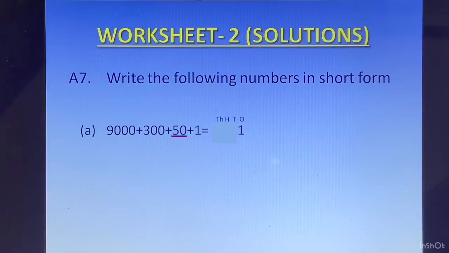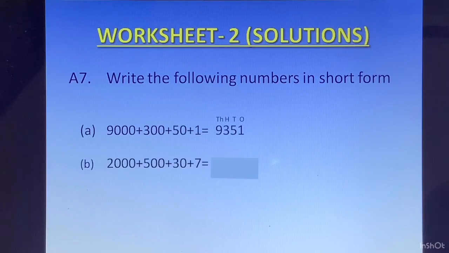Then we have 50, which means 5 tens. Under tens we will put 5. Then 300, so which is 3 hundreds. Under hundreds column we will put 3. And then we have 9000, which means 9 thousands. Under thousands column we will write 9.